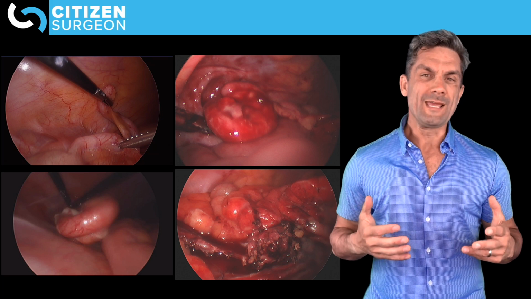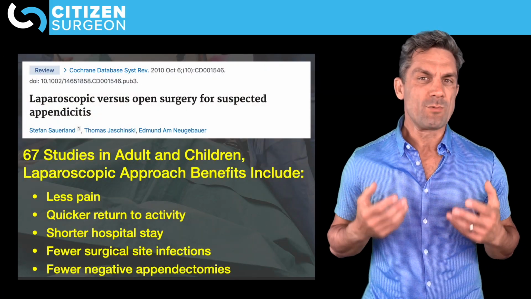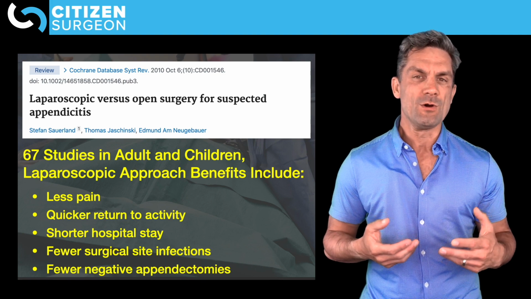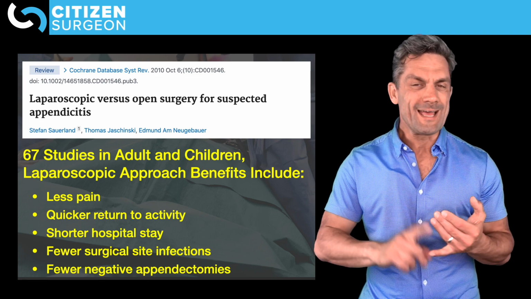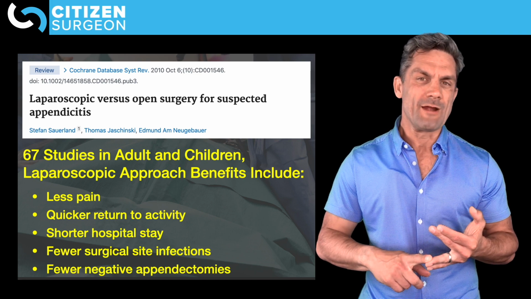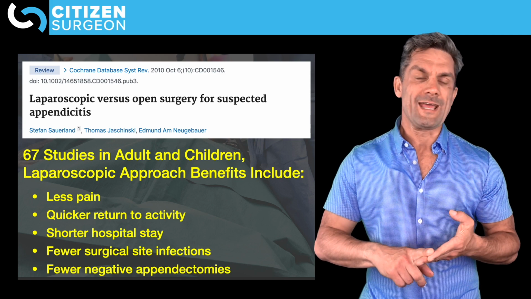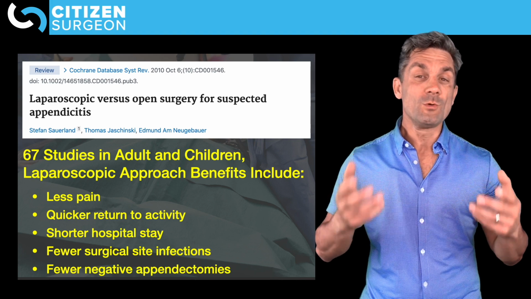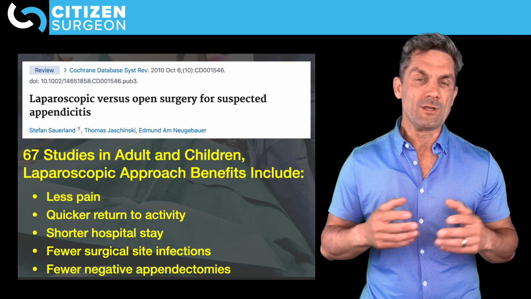So why minimally invasive surgery? Well, a lot of different studies have shown support for minimally invasive surgery. Here is a Cochrane database review, and minimally invasive surgery for acute appendicitis has been shown to have less pain, a quicker return to recovery, a shorter hospital stay, fewer surgical site infections, and fewer negative appendectomies. So all really important reasons to pursue minimally invasive surgery for acute appendicitis.